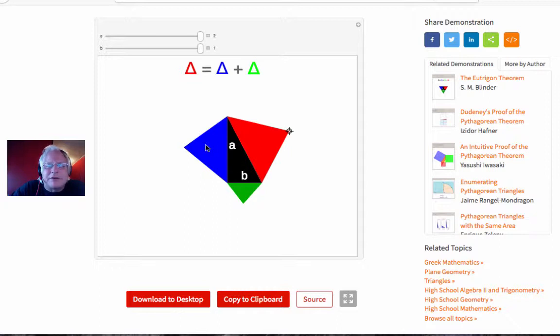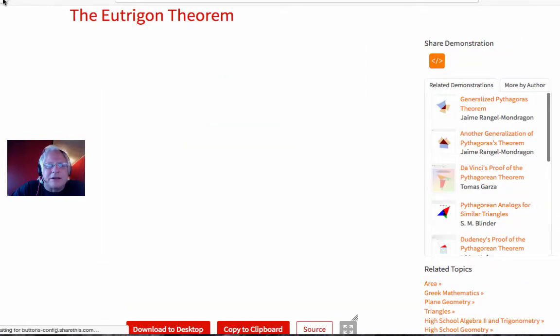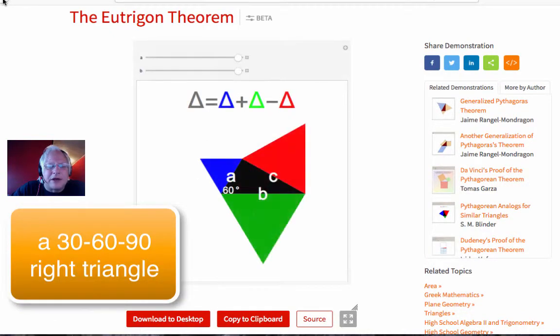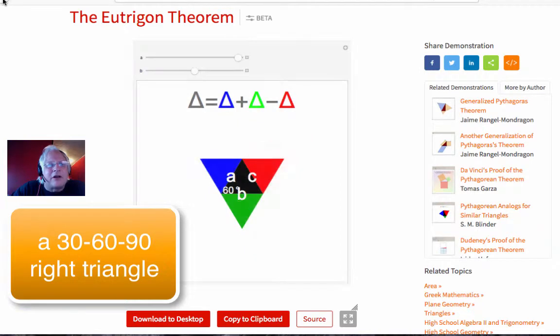That's the Eutrigon. Now, in terms of Pythagoras, it's different. It's a special case. If it is a right triangle, blue plus green equals red, not red plus green minus blue equals black. Two different theorems, but they come together. They both apply in the case of a right triangle. All right, so that's all very cool.